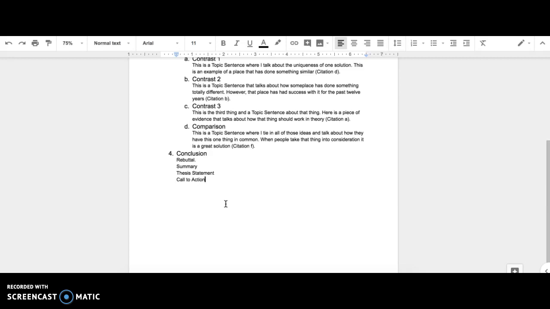Okay? Now, in the case of the summary, the thesis statement, the call to action, each one of those is probably 1 or 2 sentences, so they can kind of be their own paragraph all by themselves, and that's not too much of a problem. But a rebuttal should be a series of sentences in which you first introduce any opposing viewpoints, and then at the very end of the rebuttal, you would take care of those opposing viewpoints.